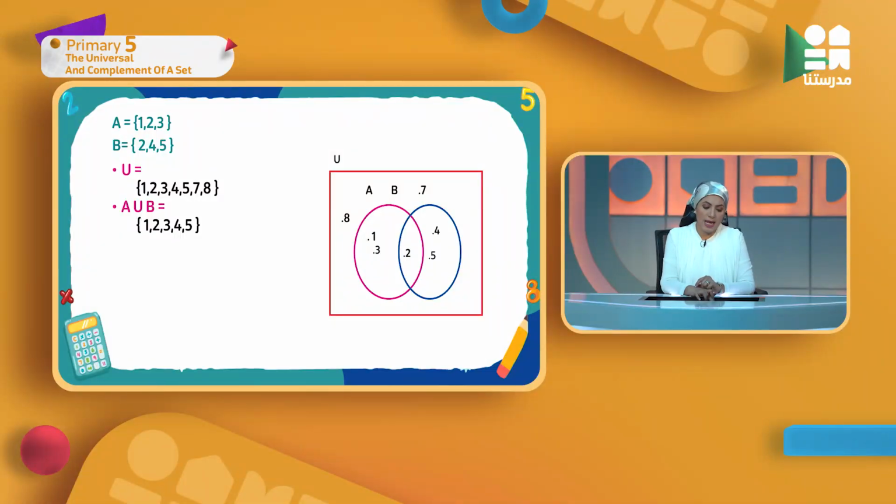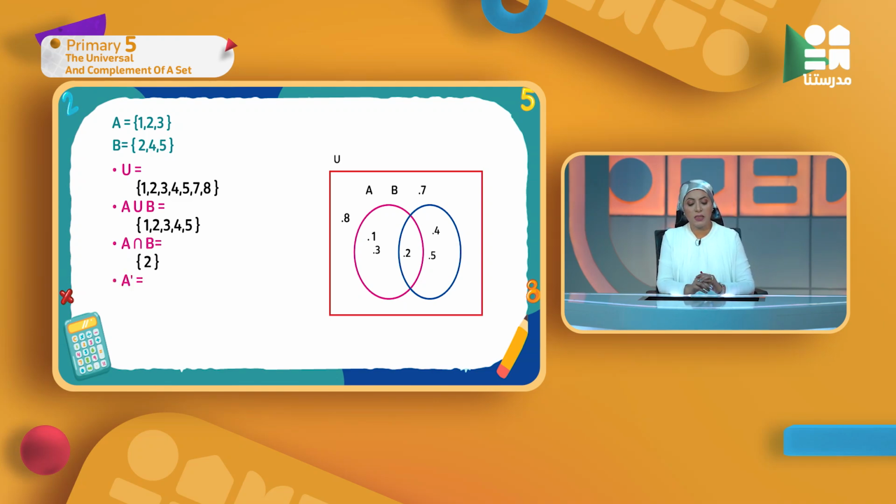Now, A intersect B. A intersect B in which element? Here, their intersection element is only 2 this time. So, A intersect B is 2, or the set of element 2. Now, I want the complement of the set A.